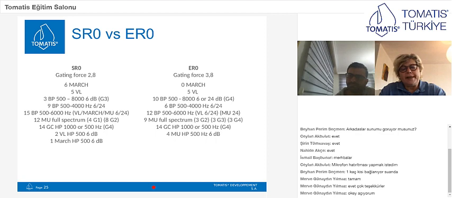So don't choose the SR programs thinking it's safer for my client. It doesn't work like that. Okay, ER0 can be much safer in function of the problematics of the client than using an SR0 program.